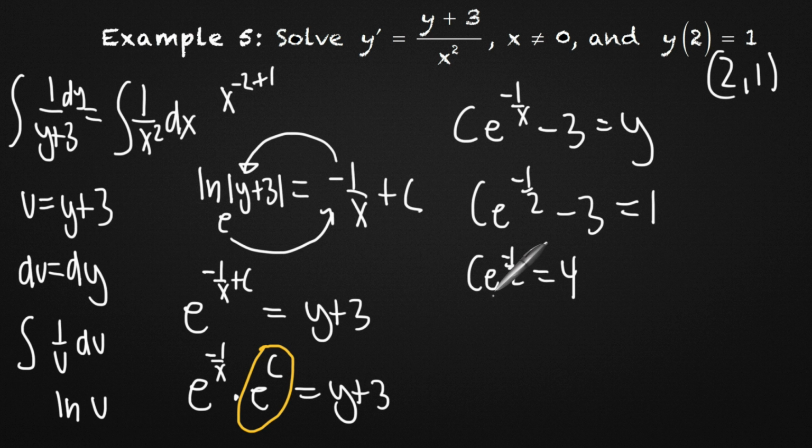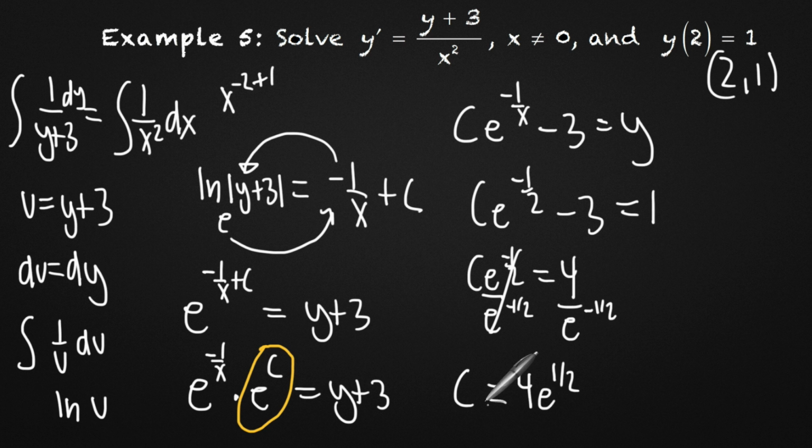All right, so now I'm going to divide by e to the -1/2, cancel. So my c is going to equal, if I move this e to the -1/2 up to the top, 4e to the half. That's my c. So now I'm going to go back in and actually plug that c back in. So this is going to give me 4e to the half times e to the -1 over x, minus 3 equals y. So this one's a tricky one.